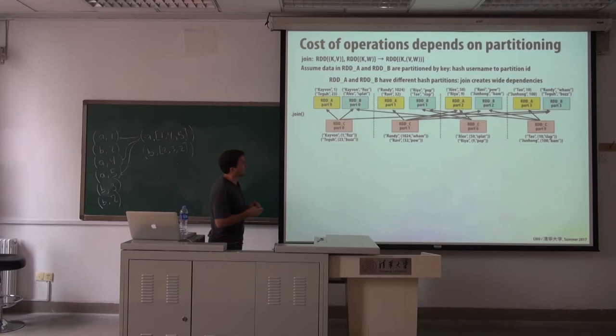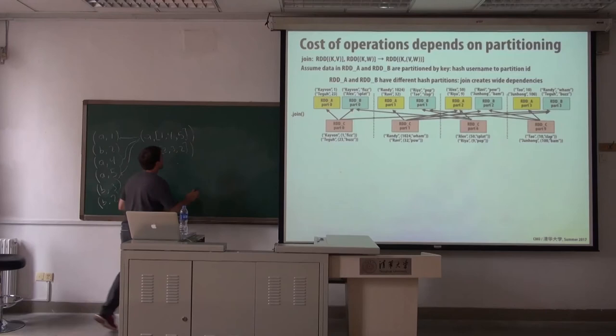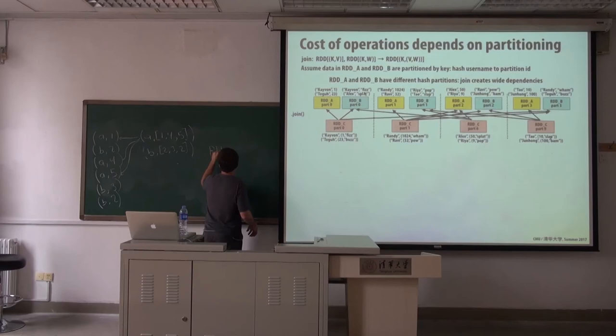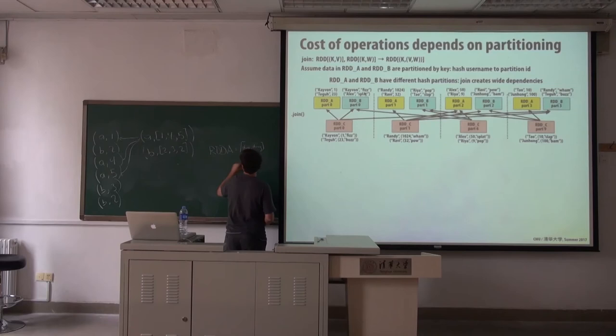Here's another example, a join operation. A join operation is something that you would have seen in databases, and join is almost like a group by key. Whenever you have a tuple, let's say I have a name followed by a number, and over here I have a name followed by a string. So I have two RDDs. RDD A is of type string comma int. RDD B is of type string comma string.